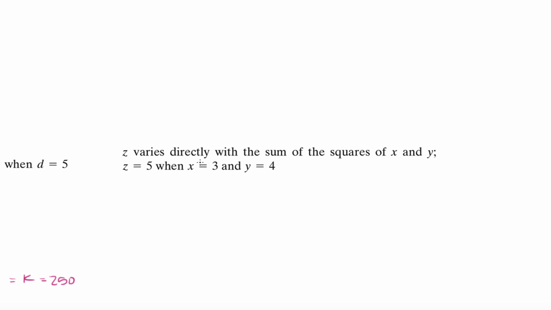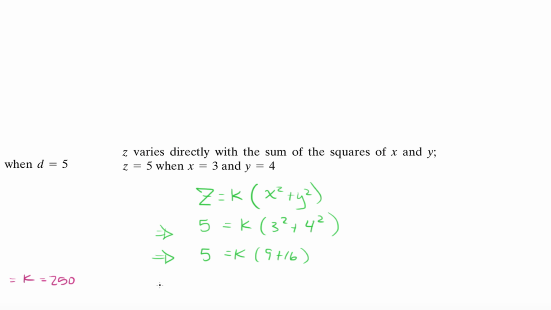So it says z varies directly with the sum of the squares of x and y. Okay, so that means that z equals a constant times the sum of the squares, so x squared plus y squared. Now the conditions, we apply the conditions, z equals 5, k, 3 squared plus 4 squared. This implies that 5 equals k times 9 plus 16.